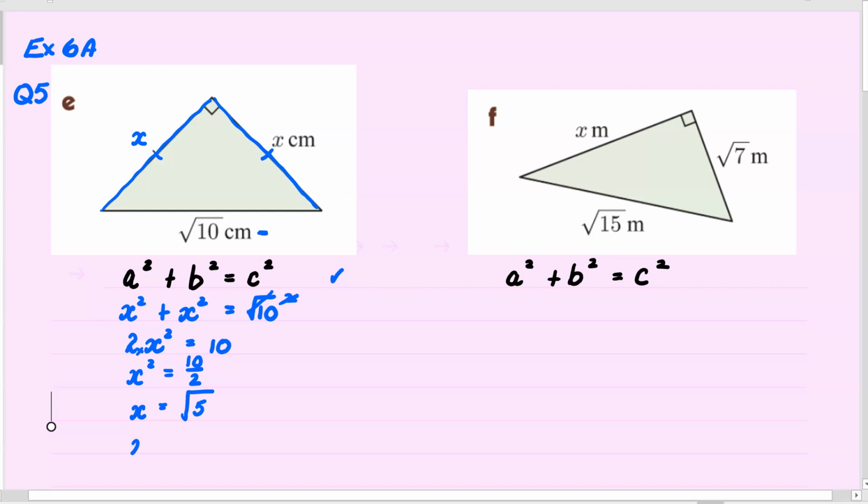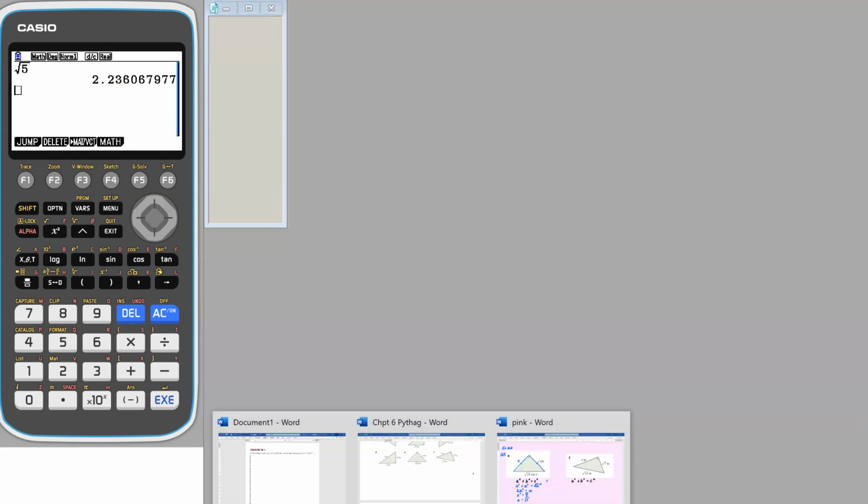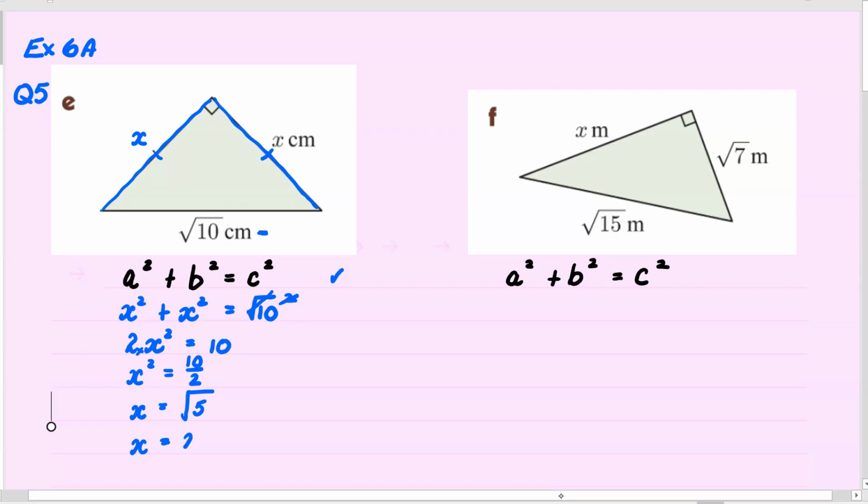Off to your calculator, and we just work out what root 5 is. Press the SD, so 2.236, so if I want 2 decimal places, it'll be 2.24. Make sure you put your units. Done.